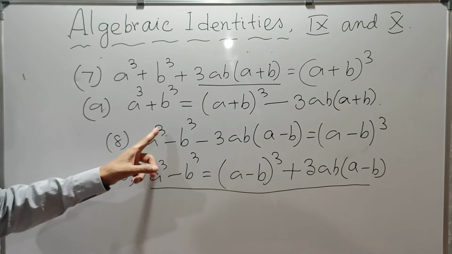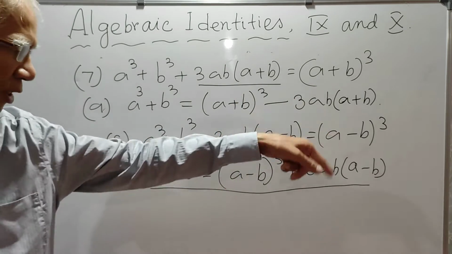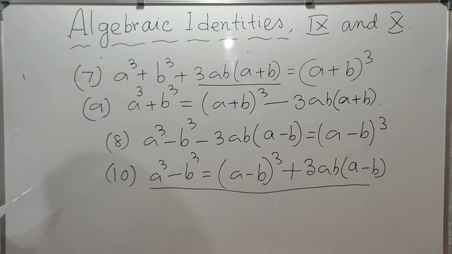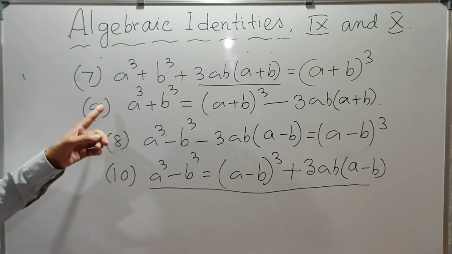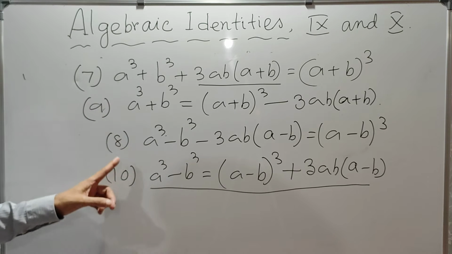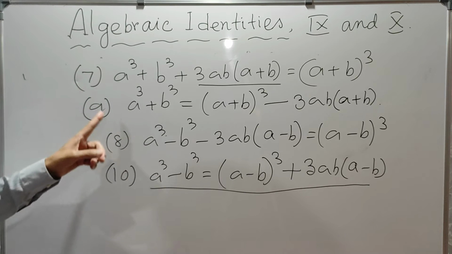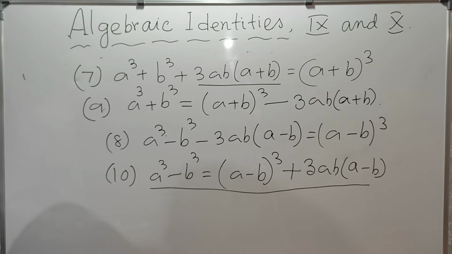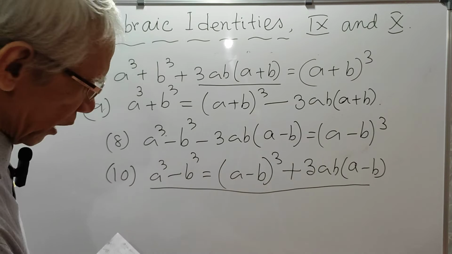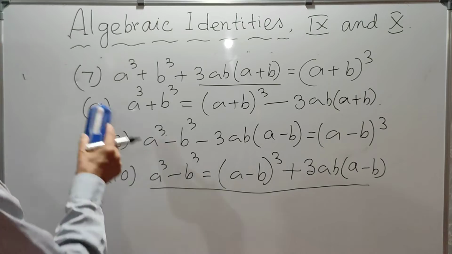So from here, a cube minus b cube we keep here, this one we take to the right. So what we get? a cube minus b cube equals (a minus b) whole cube plus thrice ab into (a minus b). So number 9 and number 10, these two are derived identities obtained from the 7th and 8th respectively. Okay. Now we go to the 11th identity.